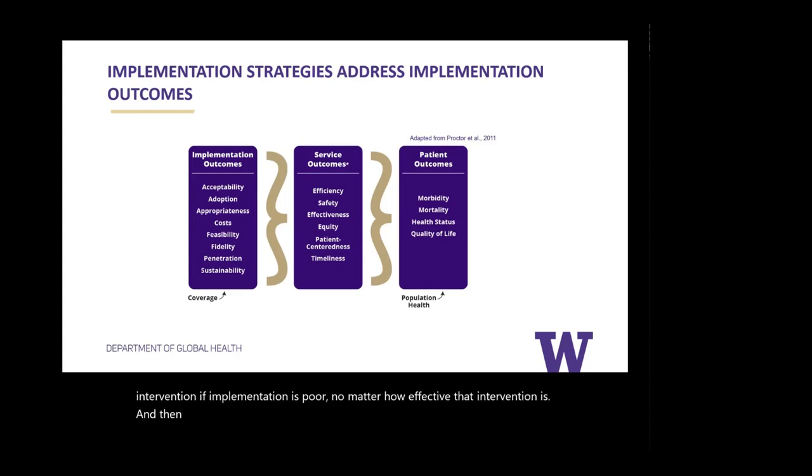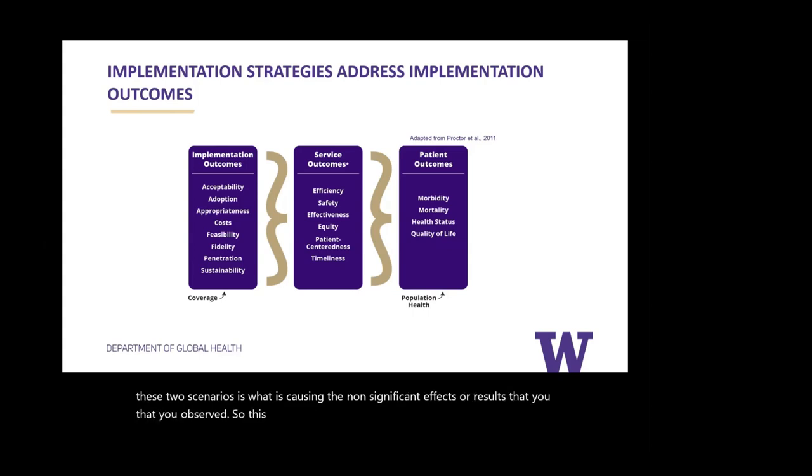And then finally, implementation outcomes are critical for distinguishing intervention failure from implementation failure. So if you do a trial of an intervention and you find that it doesn't seem to improve health, you want to know, is it because the intervention isn't effective, or is it because the intervention wasn't implemented well? And so if you don't assess these implementation outcomes, it can be difficult to distinguish which of these two scenarios is causing the non-significant effects or results that you observed.